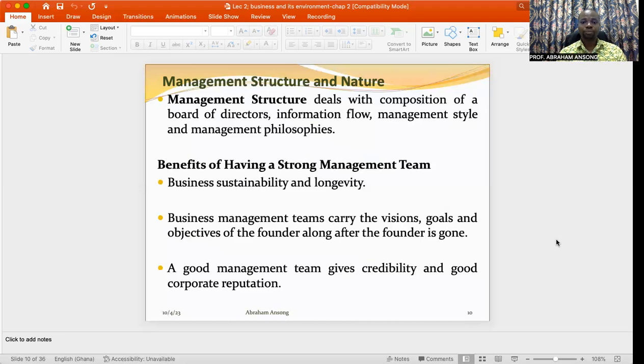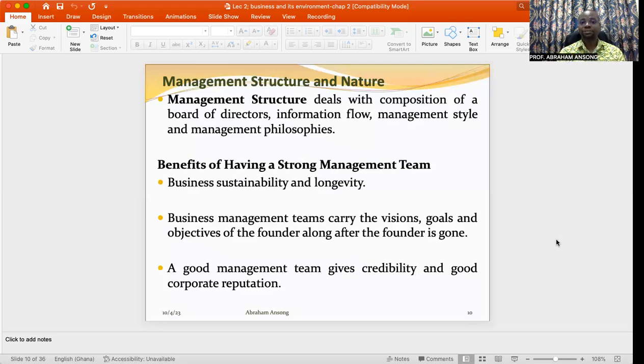Okay. A good management team gives credibility and a good corporate image or reputation. That is also very, very important. For most investors, even of listed companies, one of the things they look at beyond the annual financial statements is the management team of the company. Because in the long run, not just the immediate, how well a company will perform is based on the quality of the management team.